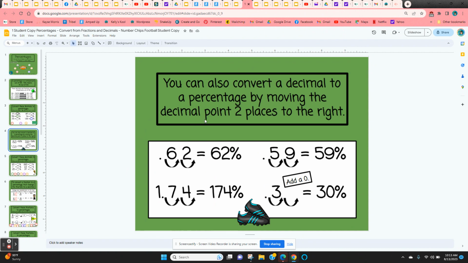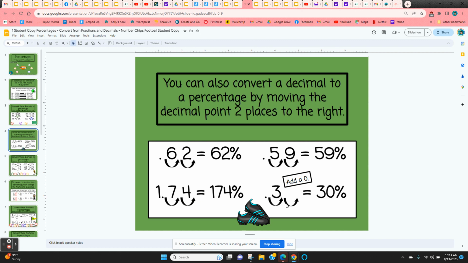Now you can also convert a decimal to a percentage by moving the decimal point 2 places to the right. So here we have 62/100ths. If we move that decimal point 2 places to the right, we get 62%. Same thing on this one, 59/100ths. Move the decimal point 2 places to the right, we get 59%. Now we have a 1 and 74/100ths. Again, if I move that decimal point 2 places to the right, I get 174%.